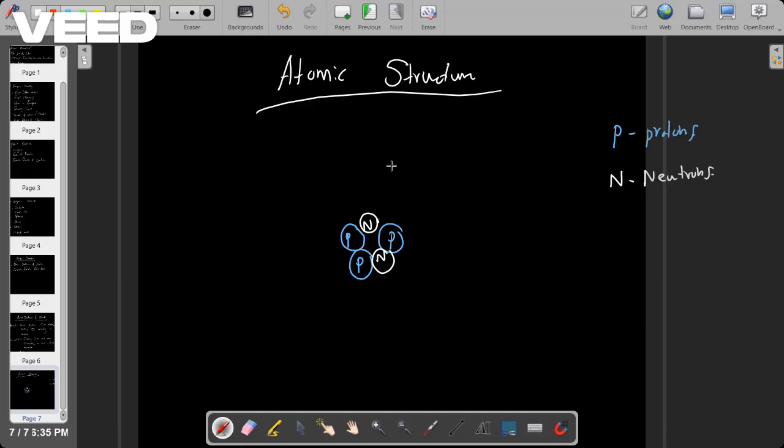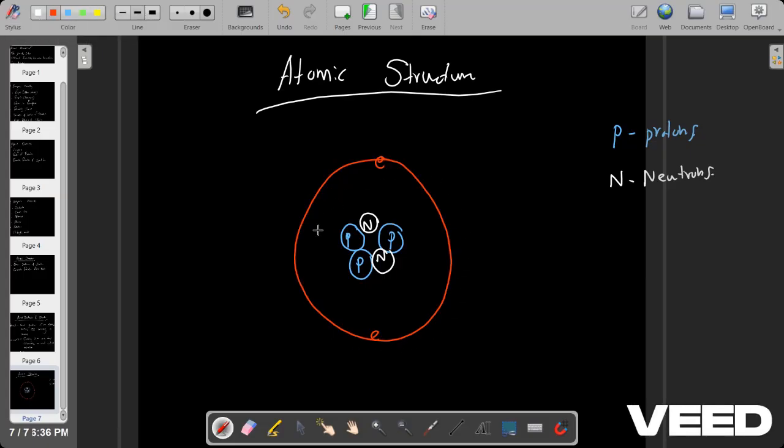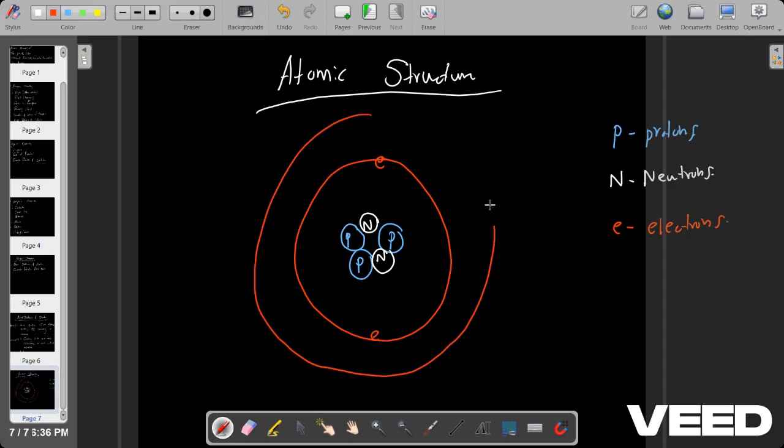Around them we have a much smaller particle, very small, called electrons, right? They are rotating around, orbiting around the nucleus. E means electrons, right? They are orbiting around. Depending on the type of atom, there can be a single orbit or many orbits.